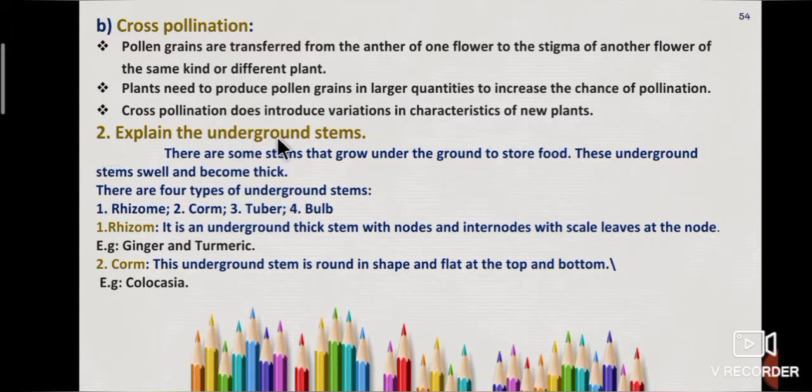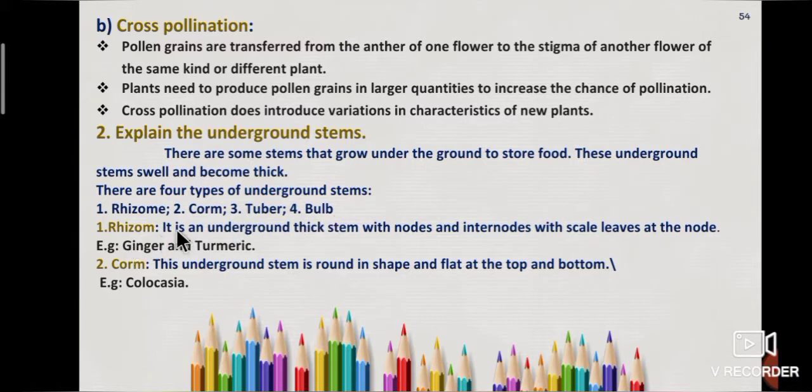Second question, explain the underground stems. There are some stems that grow under the ground to store food. These underground stems swell and become thick. There are 4 types of underground stems. First one rhizome, second one corm, third one tuber and fourth one bulb.